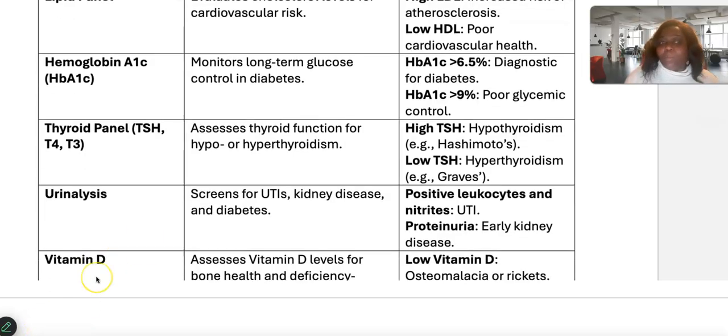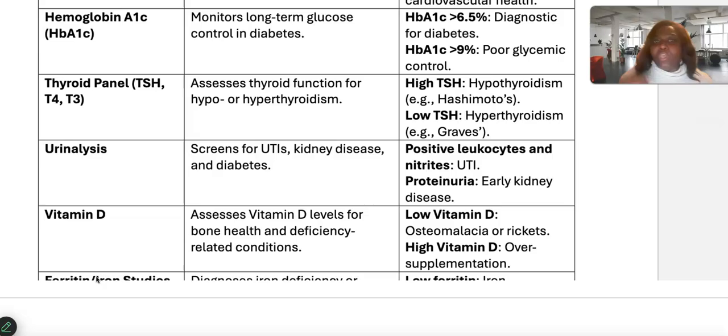Now, the next thing we're going to talk about is hemoglobin A1C. So hemoglobin A1C, what does it do? It monitors long-term glucose control in people with diabetes. Again, this is a given. I think we know this, to be honest. We know that if it's more than 6.5, we can conveniently diagnose that patient with diabetes.